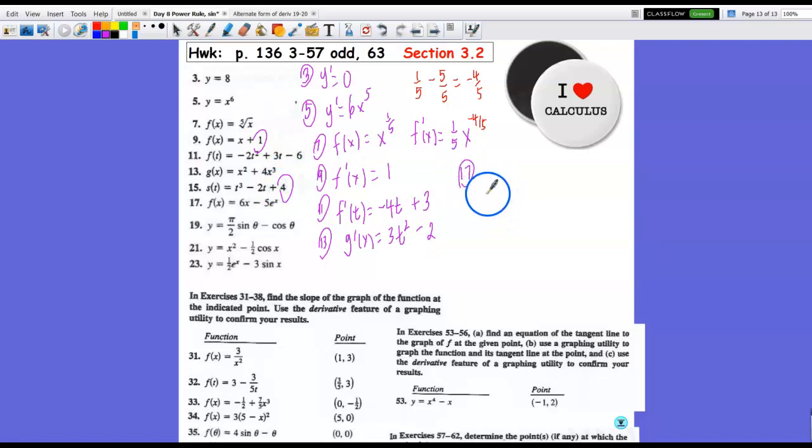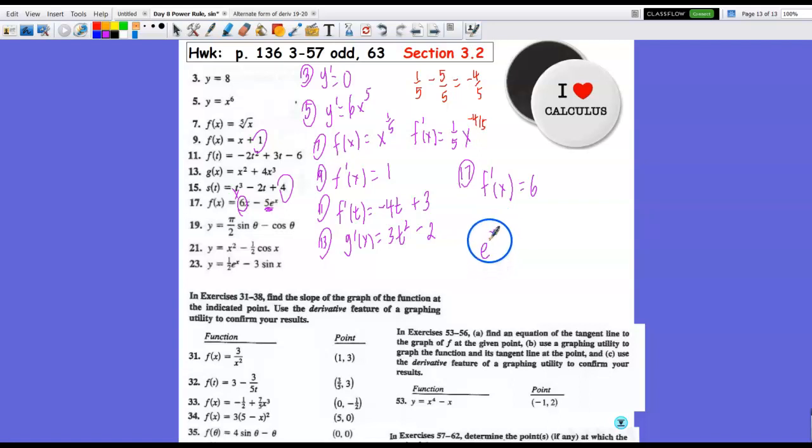Problem number 17. So this function is comprised of a power function and an exponential function, a special one, e to the x. So first term, I can use power rule. The derivative of 6x is 6. And the derivative of the second term, now remember the coefficient, that 5 does not inhibit or do anything. I'm really just thinking about taking the coefficient of e to the x.